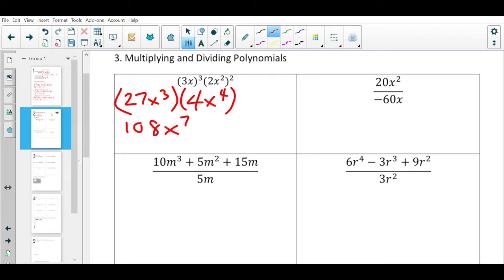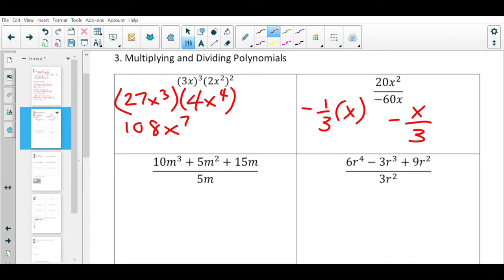Next one, 20 divided by negative 60 is negative 1/3, times x squared over x is just x. X squared divided by x is just x. And so we're left with negative x over 3.